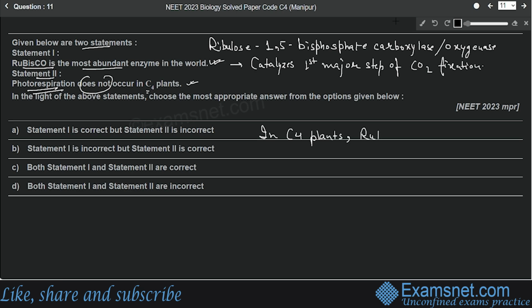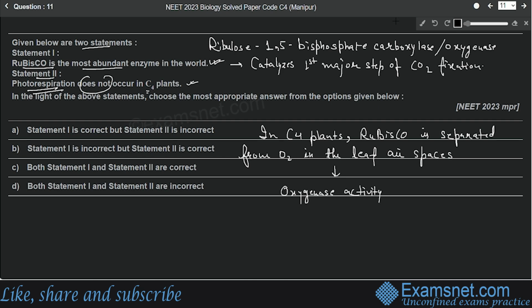Rubisco is separated from oxygen in the leaf air spaces. Due to this, the oxygenase activity is reduced. Okay, the oxygenase activity of this enzyme is reduced.